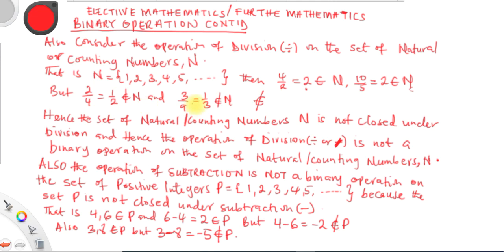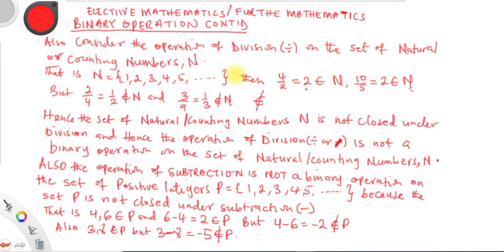So 1 over 3 does not belong to the set of natural or counting numbers. Hence, the set of natural numbers is not closed under the operation of division. Why? Because if you take two elements of the set N and apply division to them, the result does not always belong to the set of natural numbers. The example is 3 and 9: 3 divided by 9 gives 1 over 3, which is not a member of the set of natural numbers.